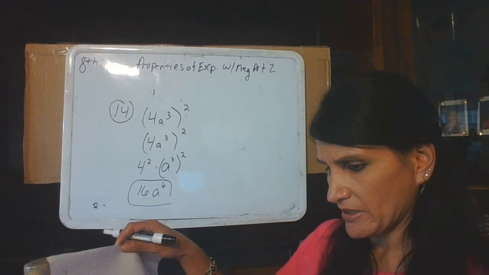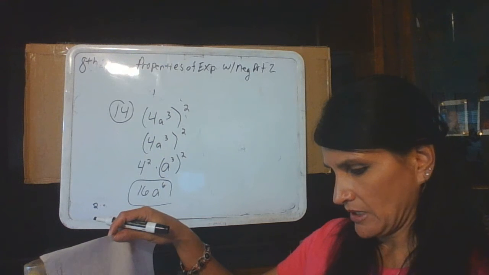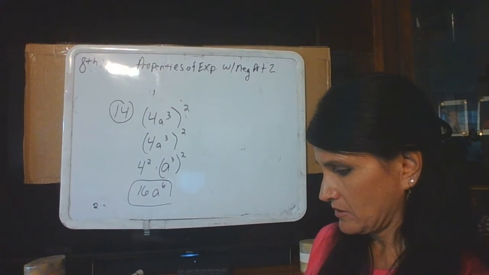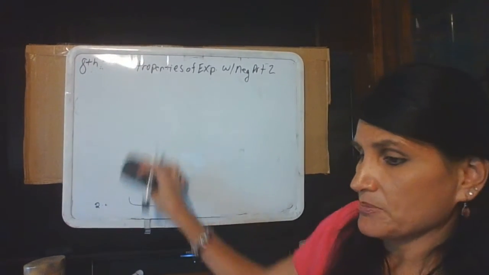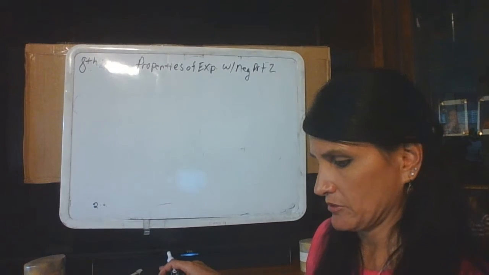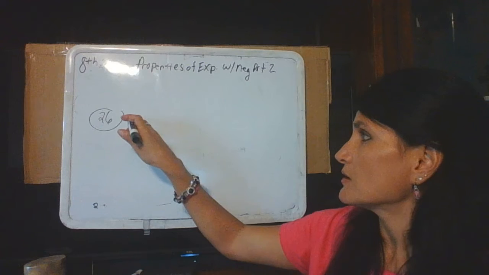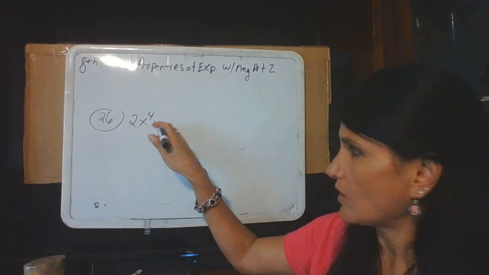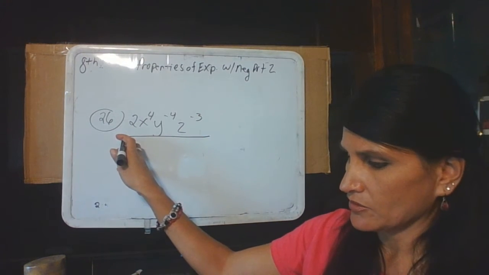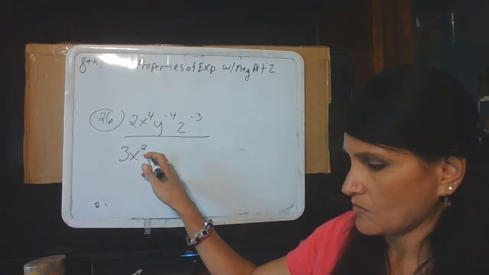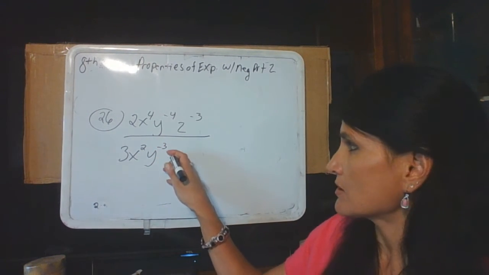Let me think if there's anything else you need to know. I'm going to do number 26 for you, and then I'm going to stop and you guys can try to figure this whole thing out on your own, okay? So number 26 says 2x to the fourth, y to the negative 4, z to the negative 3, all over 3x squared y to the negative third, z to the fourth.